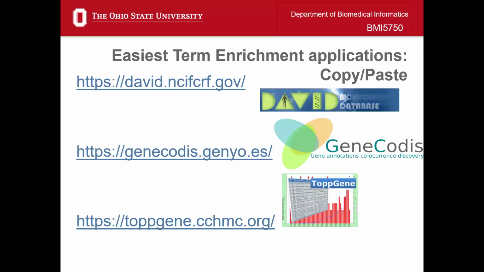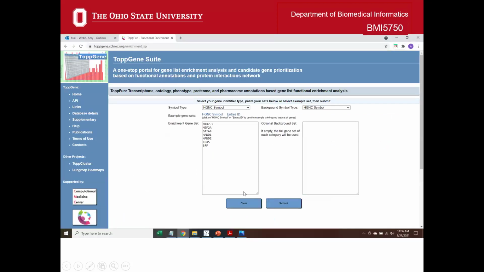There are some what I call copy and paste applications. There's DAVID, GeneCodis, and ToppGene, which is my favorite out of these three. It's fairly straightforward. With ToppGene, you paste in your list of differentially expressed genes. We could pull out our list of 700 or so.